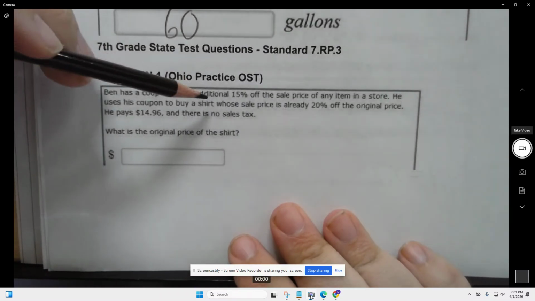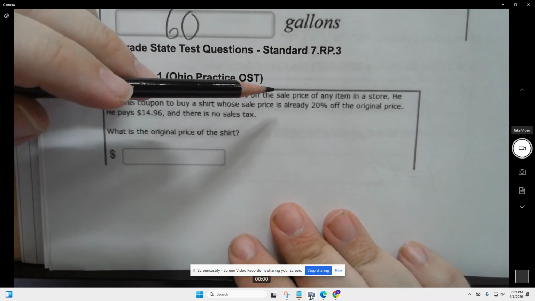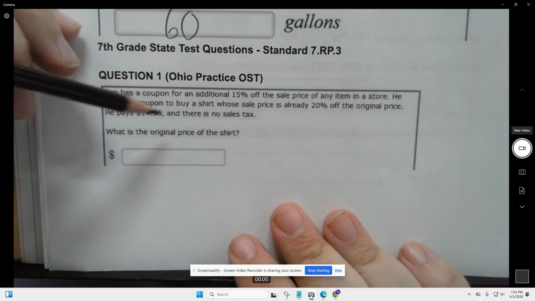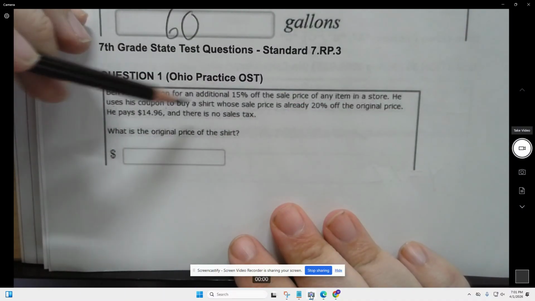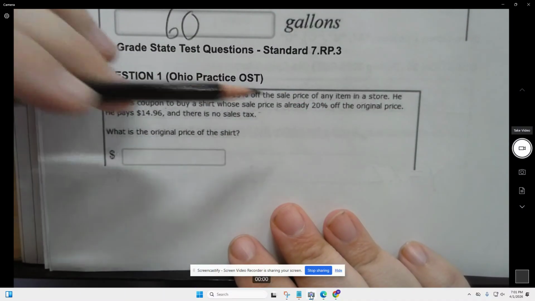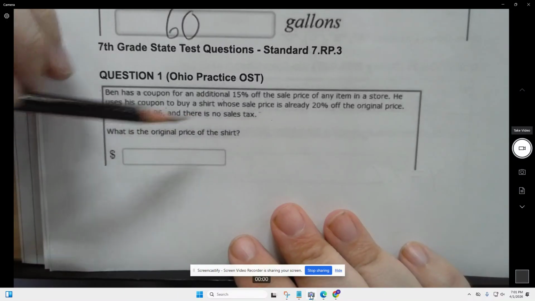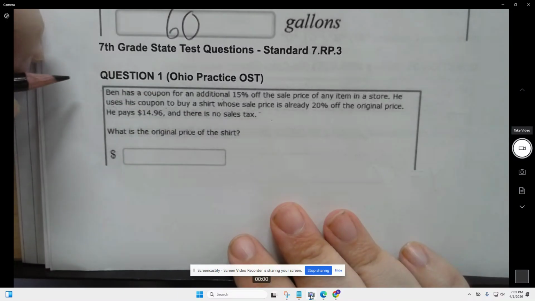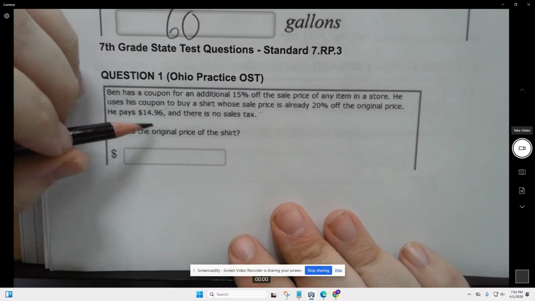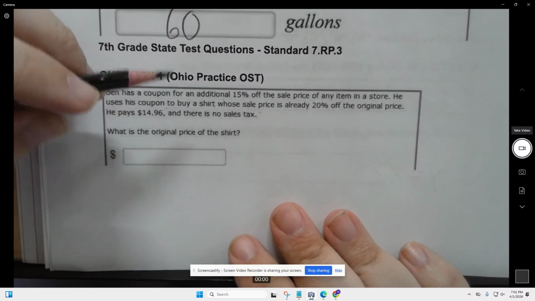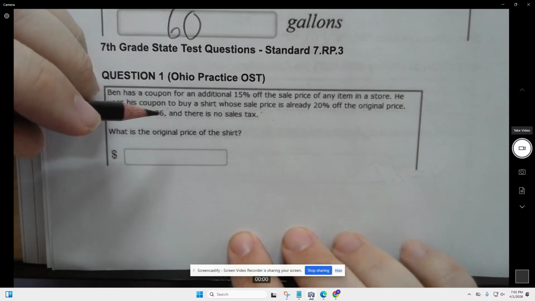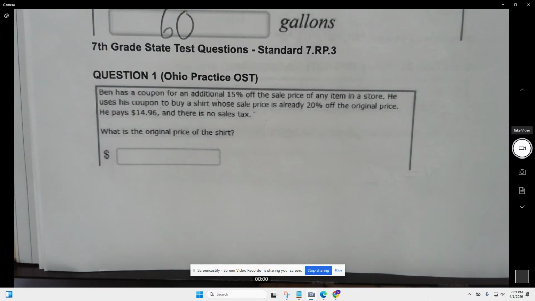Ben has a coupon for an additional 15% off the sales price of any item in the store. He uses his coupon to buy a shirt whose sale price is already 20% off the original price. He pays $14.96 and there is no sales tax. What is the original price of the shirt?